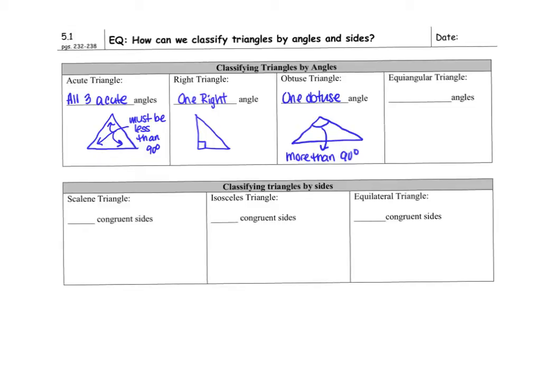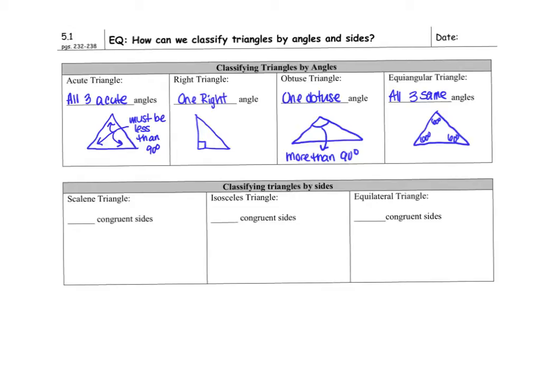An equiangular triangle has all equal angles inside. So if we look at this triangle, if the angles inside a triangle add to 180 and these are all the same, that means each of these angles is going to be 60 degrees.